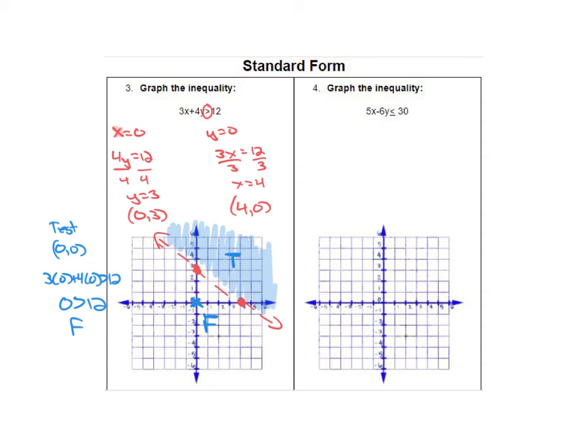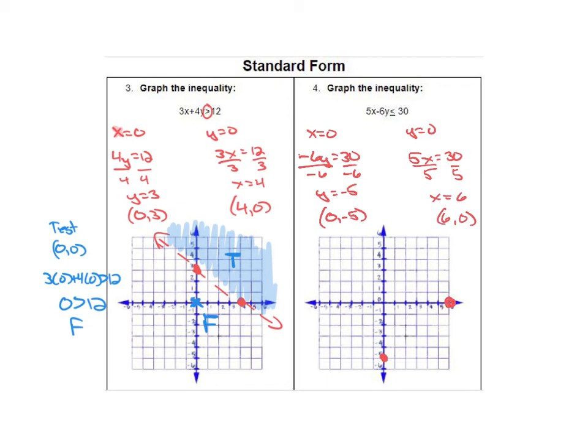Same thing over here, 5x minus 6y. Again, I like using x equals 0, so that way we can just say, all right, negative 6y is equal to 30. Divided by negative 6, y equals negative 5. So we have the point 0, negative 5, so we're coming down here. What happens when y equals 0? Well, 5x equals 30. Divided by 5, x equals 6. So we have the point 6, 0.